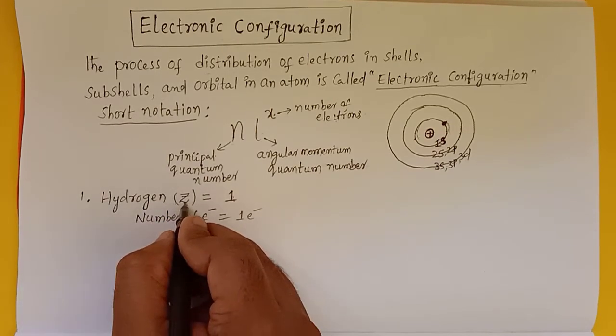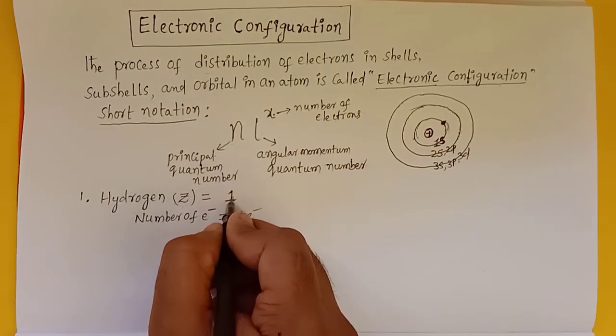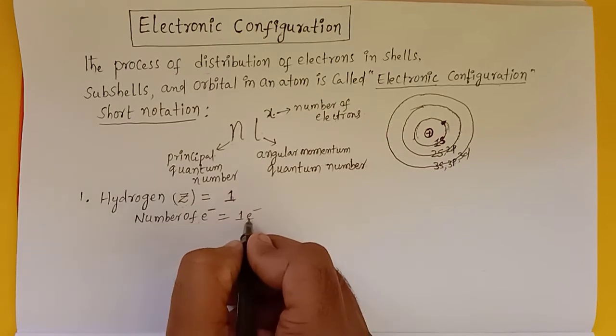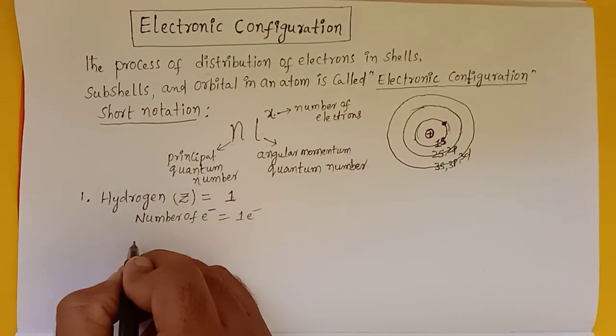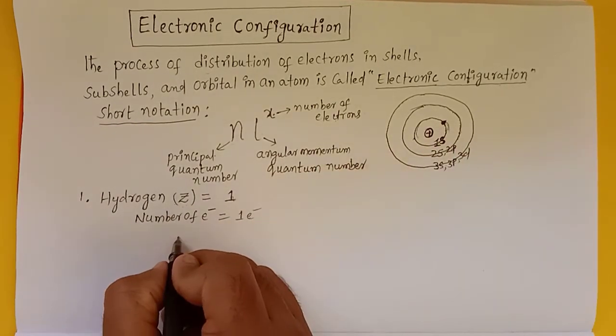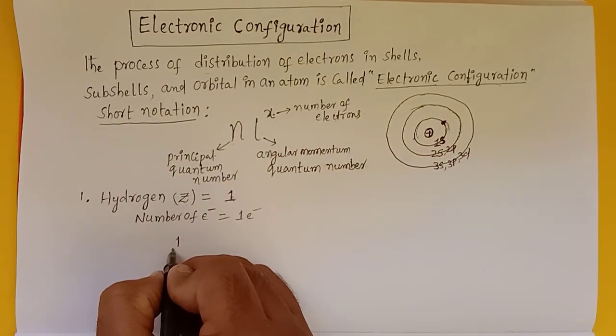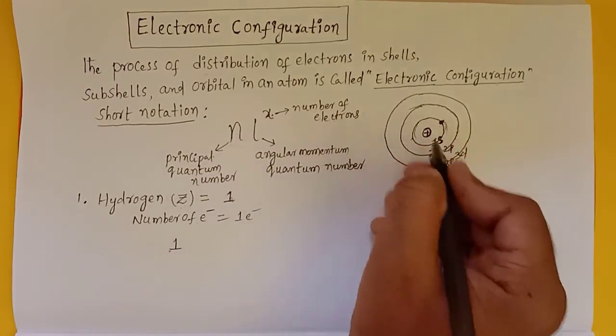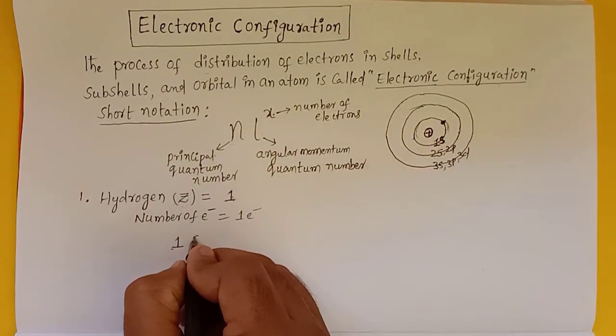So hydrogen atomic number entha? 1. Atomic number is how much? Hydrogen 1. Number of electrons? 1 electron is there. So I am going to write the quantum number. First orbit kabatti, the first orbit kabatti 1. First orbit 1s kada, 1s.